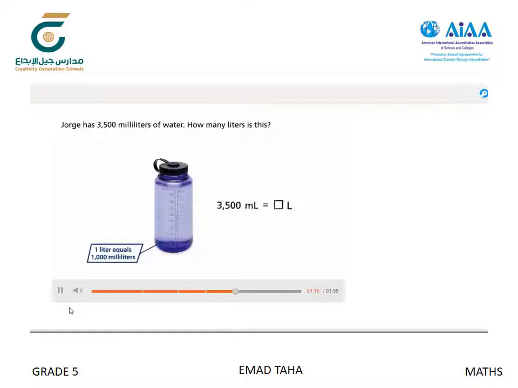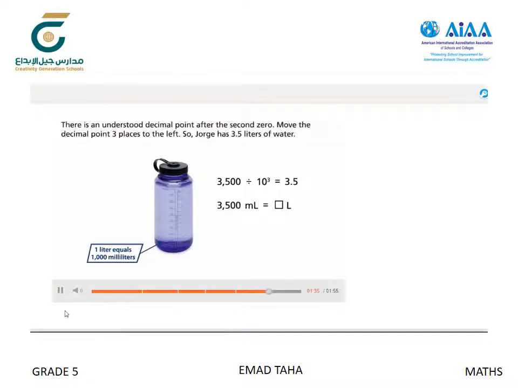Jorge has 3,500 milliliters of water. How many liters is this? Now we want to convert from milliliter to liter, so we must divide. To change a smaller unit to a larger unit, divide. Find 3,500 divided by 10 to the third power. How do you divide 3,500 by 10 to the third power? There is an understood decimal point after the second zero. Move the decimal point 3 places to the left. So, Jorge has 3.5 liters of water.